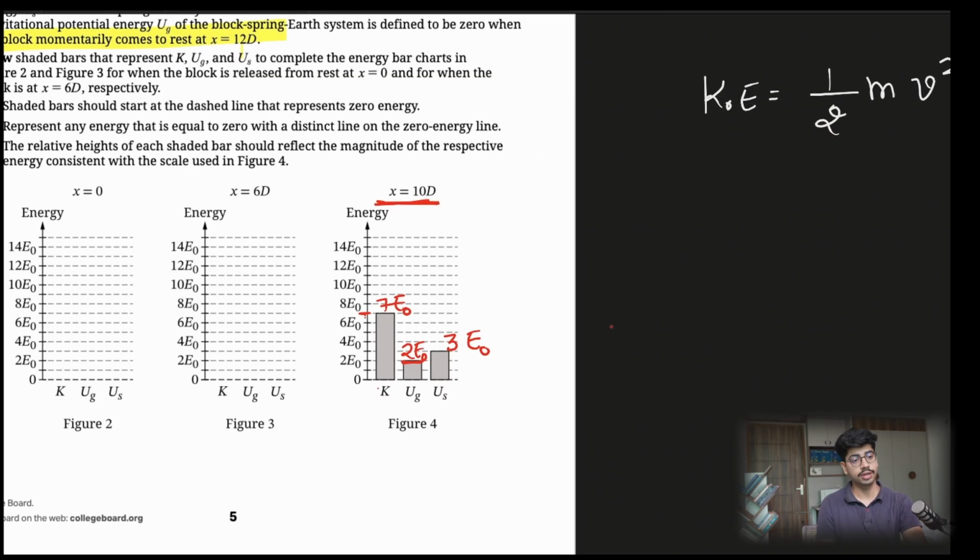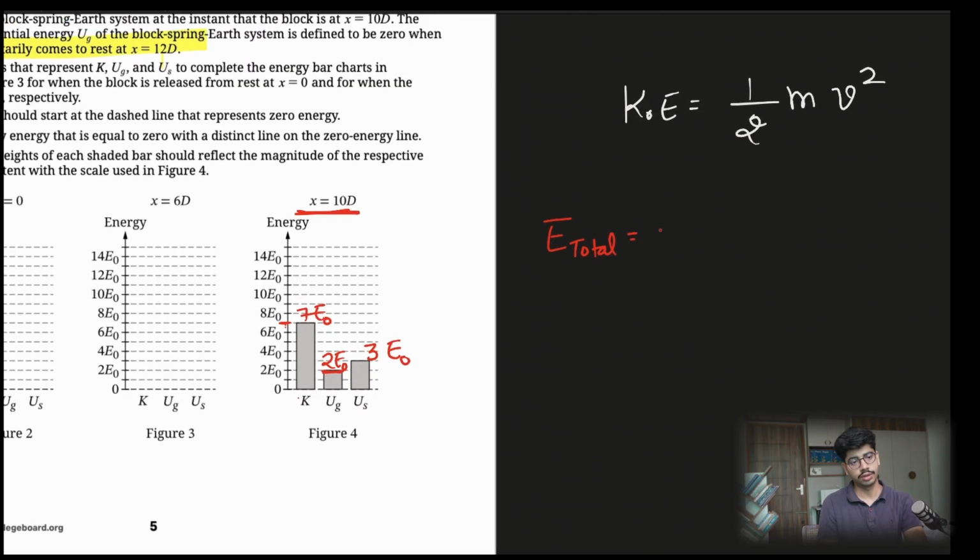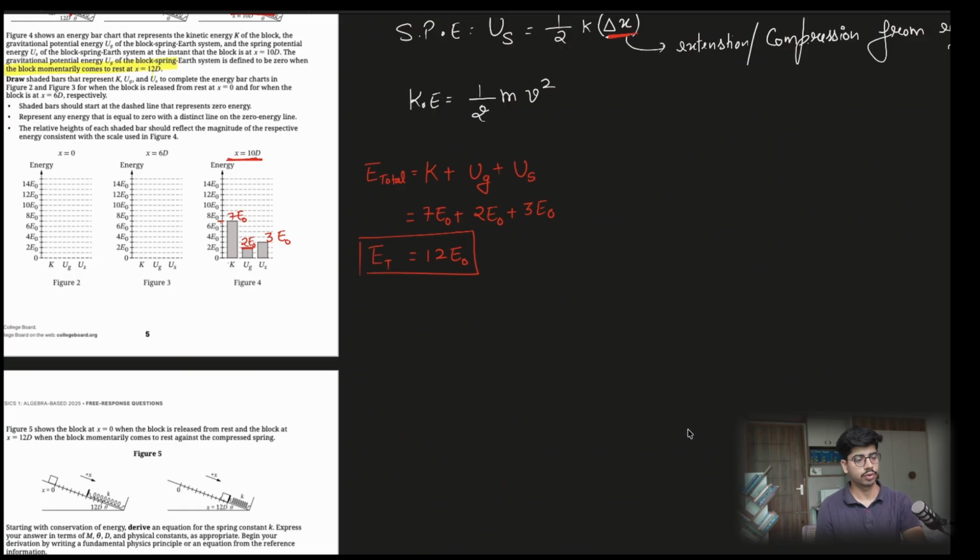Because the total energy always remains the same, E total is kinetic energy K plus UG plus US. And the total energy is 7 E naught plus 2 E naught plus 3 E naught, and that comes out to be 12 E naught. E total, the total energy, is always going to remain constant.